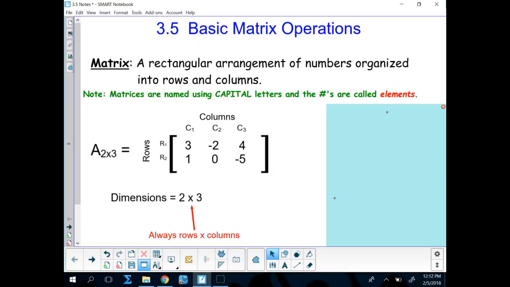Matrices have 2 parts to them. They have rows and they have columns. The one thing that you need to memorize is that whenever you are dealing with matrices, it is always rows by columns. Everything that you do, with the exception of 2 things with matrices, is always rows by columns.